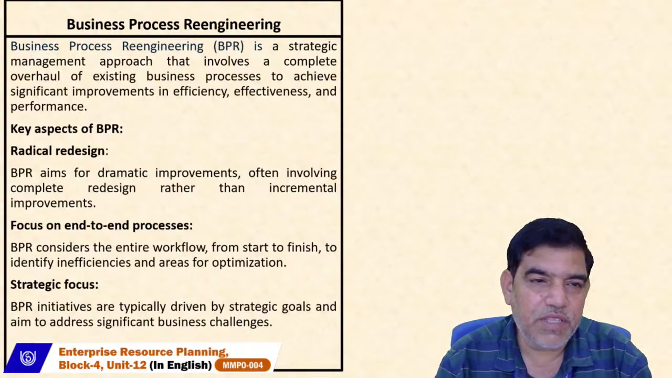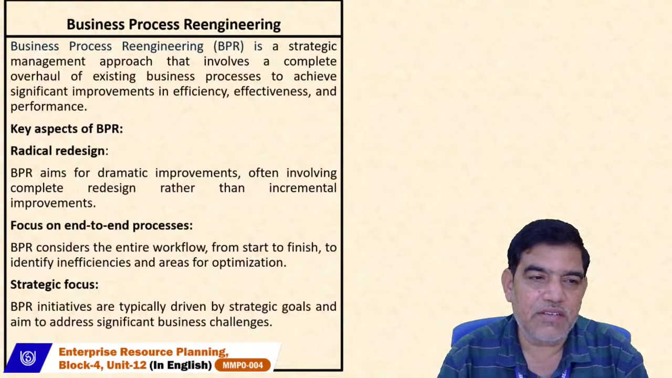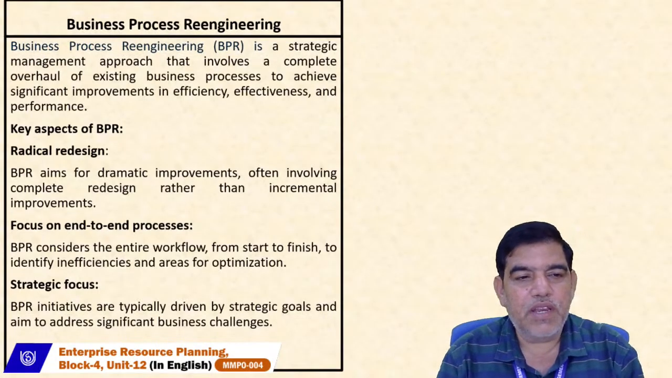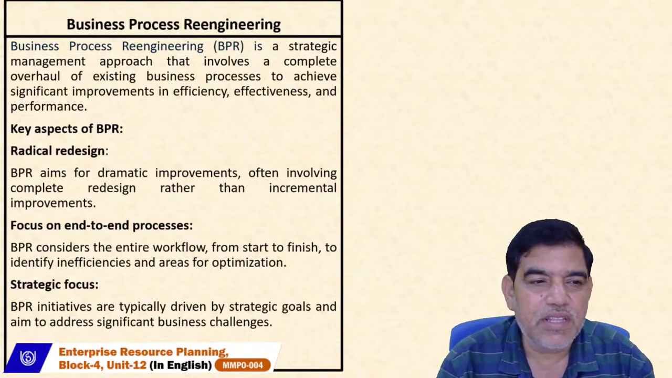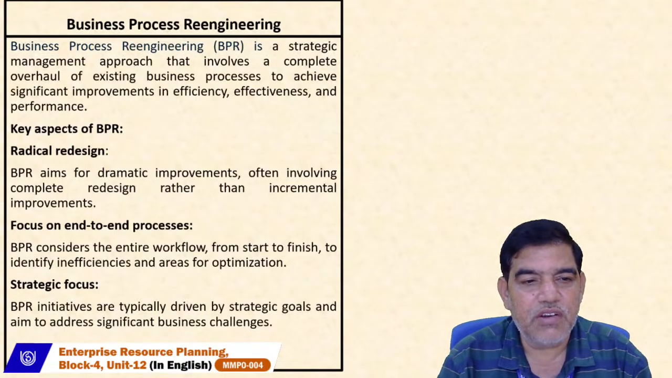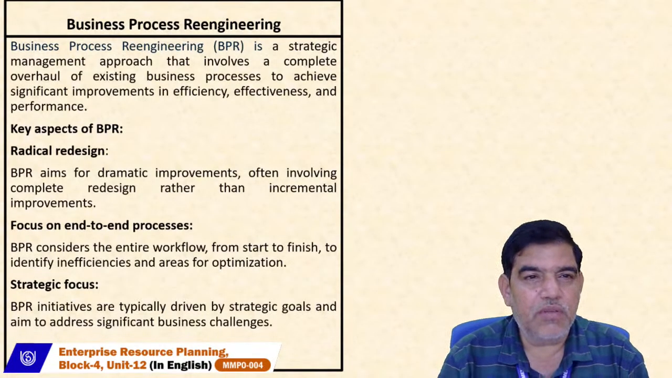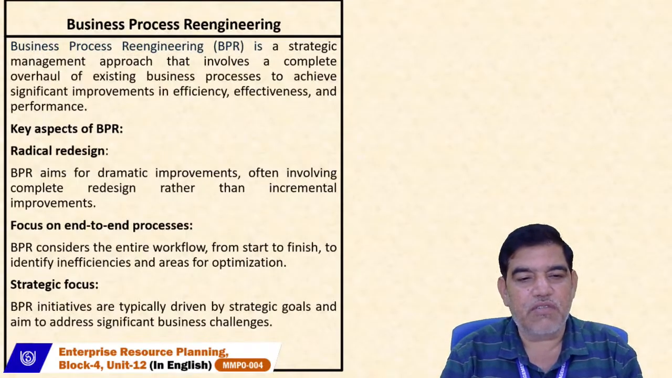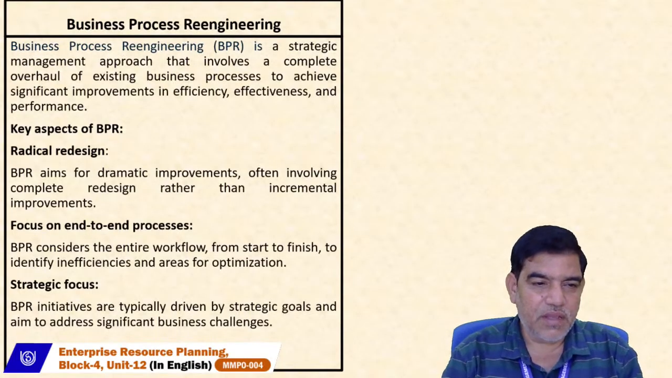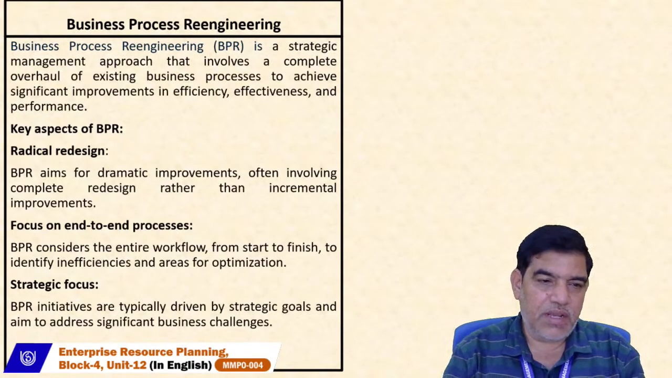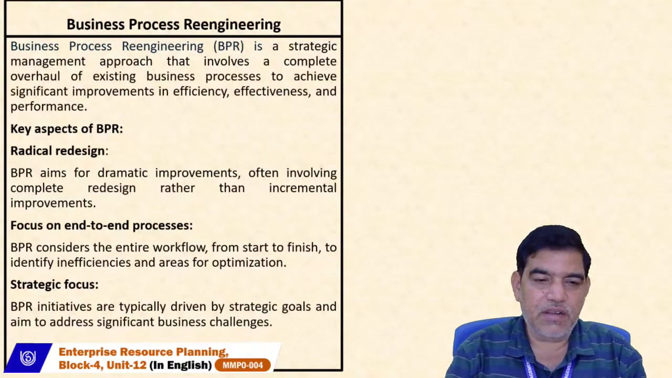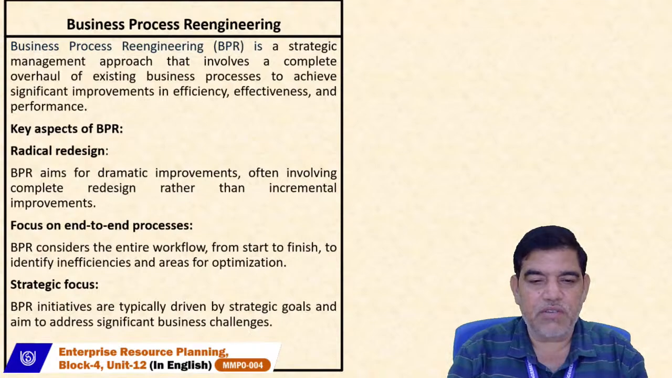The key aspects of business process re-engineering are radical redesign. So BPR aims for dramatic improvement, often involving complete redesigning rather than incremental improvements. Focus on end-to-end process: BPR considers the entire workflow from start to finish to identify inefficiencies and areas for optimization. And strategic focus: initiatives are typically driven by strategic goals and aim to address significant business challenges.